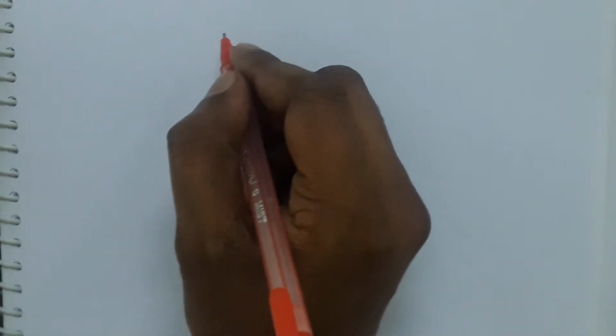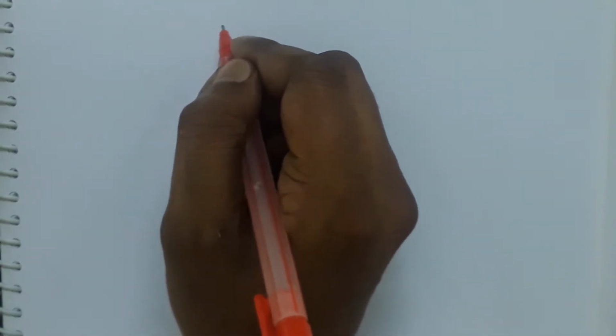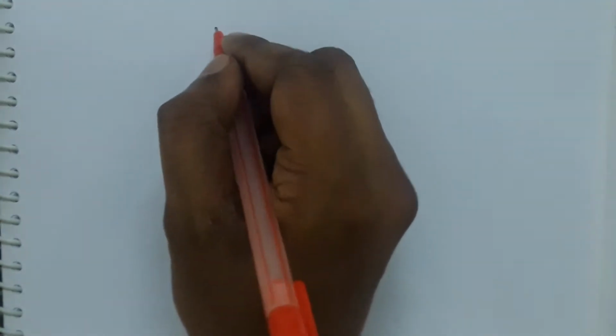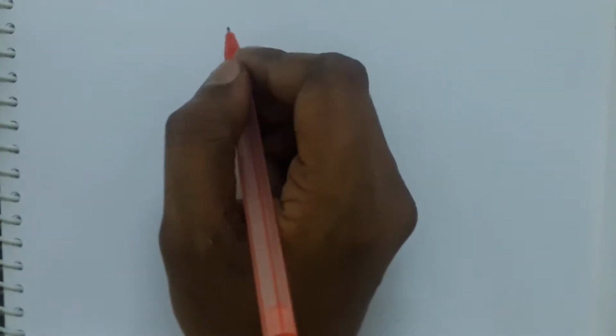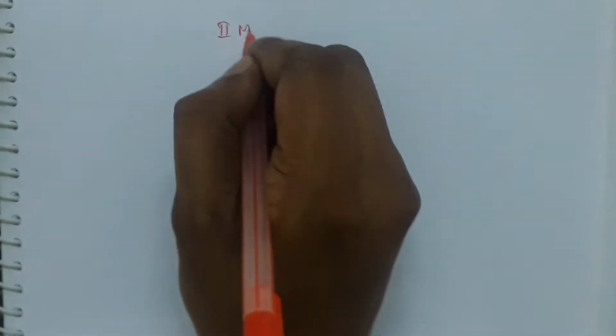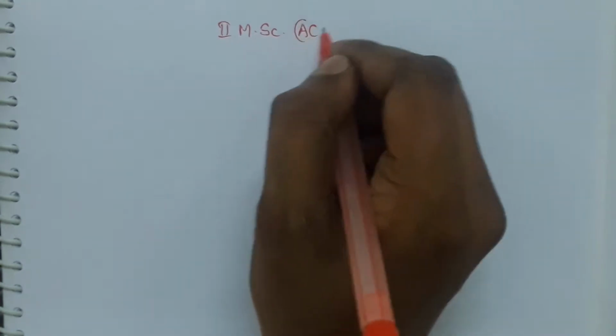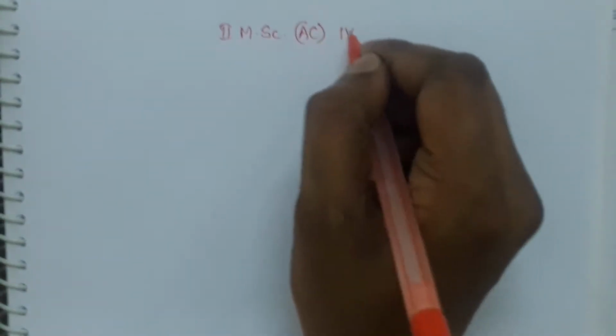Today, we are going to learn about paper 2, that is traditional methods of analysis 2, in second MSc analytical chemistry, fourth semester.